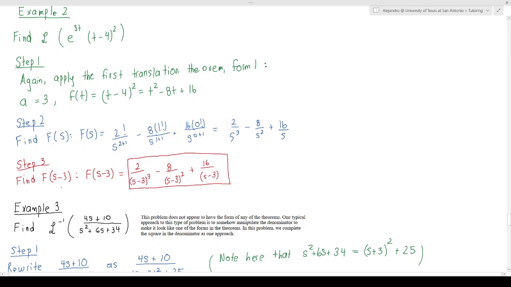And we just simply plug in the s minus 3 into the big F of s. So everywhere we see an s here, we're going to plug in s minus 3. So we get s minus 3 cubed instead of just regular s. Here instead of regular s, we have s minus 3. And so on in this case, s minus 3 instead of regular s, and then s minus 3 instead of just s. So that is another example of using the first translation theorem to find the Laplace transform.